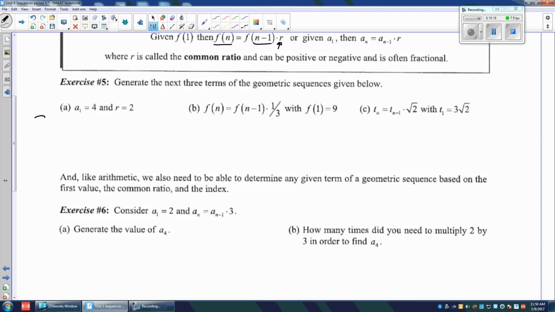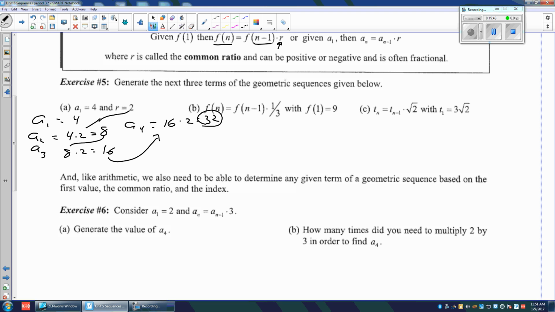Now, generate the next three terms of this geometric sequence. Okay, so the next three. So a sub 1, a sub 2, a sub 3, and a sub 4. A sub 1 is 4, and the ratio is 2. So this is 4 times 2, which is 8. And then this is 8 times 2, because that's the ratio, is 16. And then the fourth number is 16 times 2, which is 32. So those are the four terms.